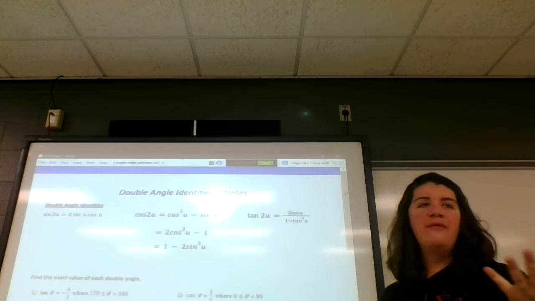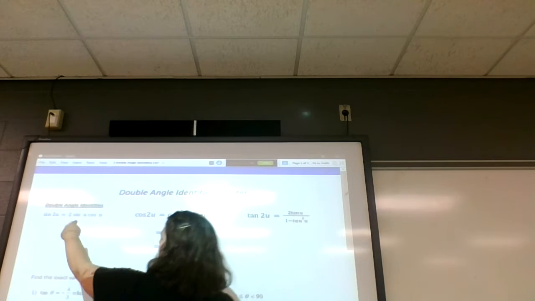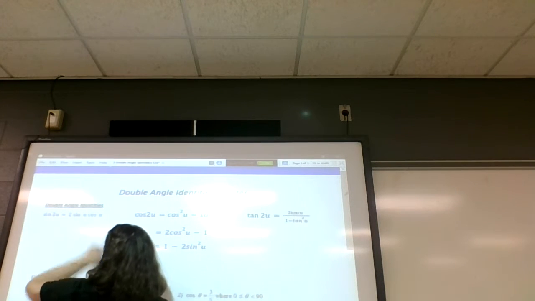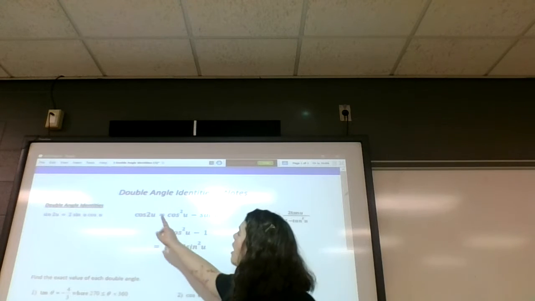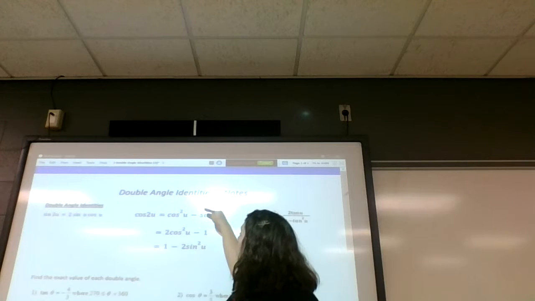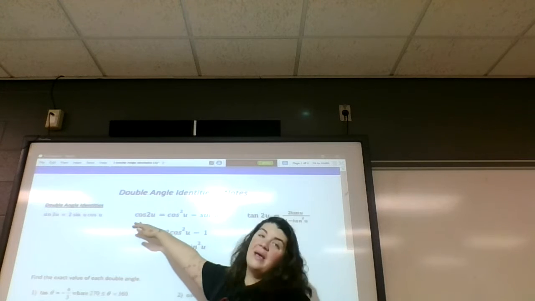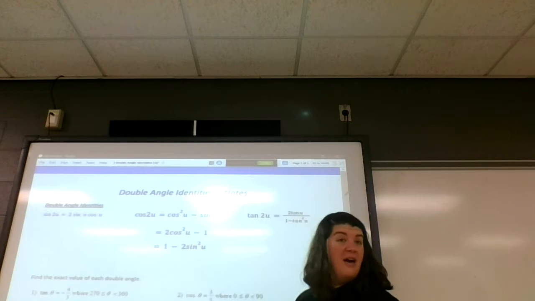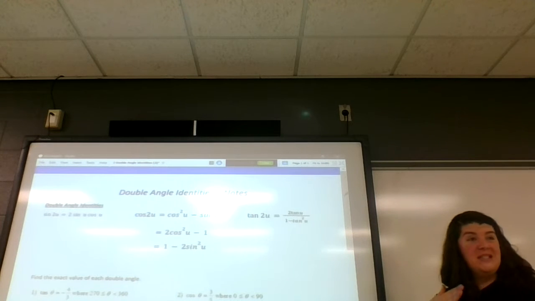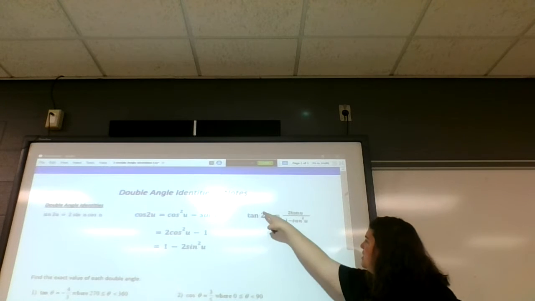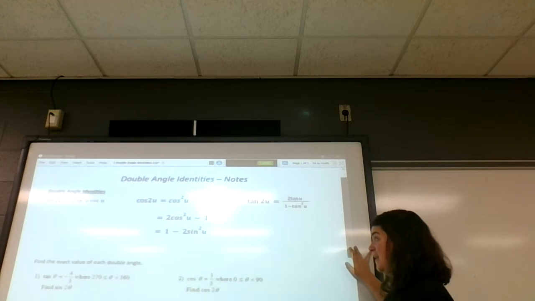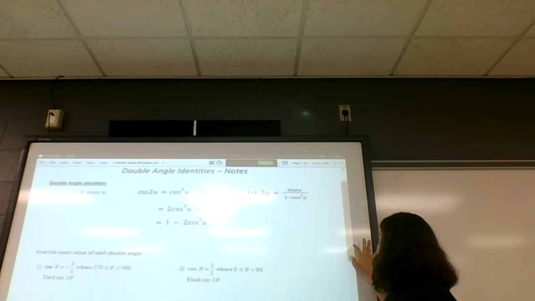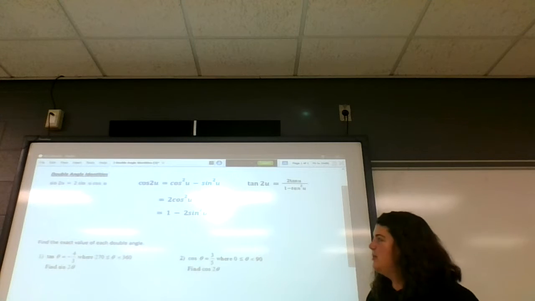And they're pretty straightforward. So the sine of 2u is going to be equal to 2 times the sine of u times the cosine of u, all right? And then the cosine of 2u has multiple ones that it can equal. So if you're working with a cosine, you can pick any one of the 3, and some of them are going to be easier than others. And then this would be the identity for the tangent of 2u, all right? So let's just go ahead and see them in action. I think you'll be like, oh, this isn't too bad.